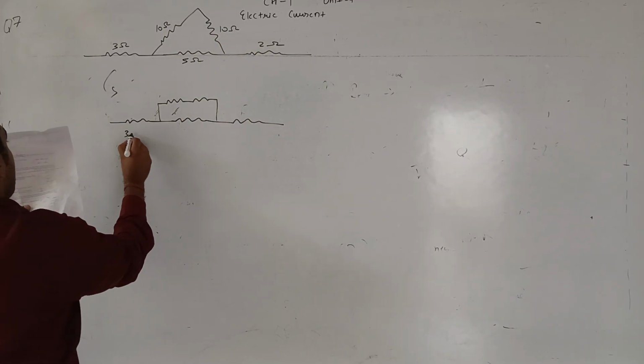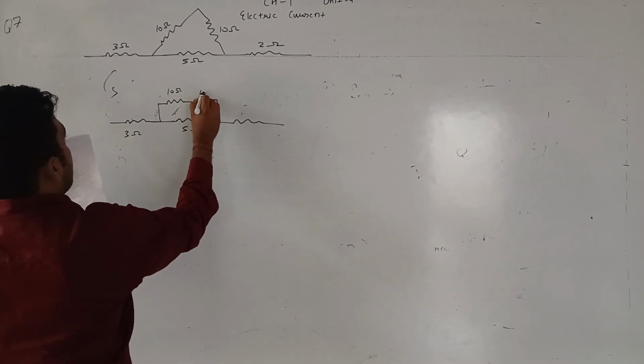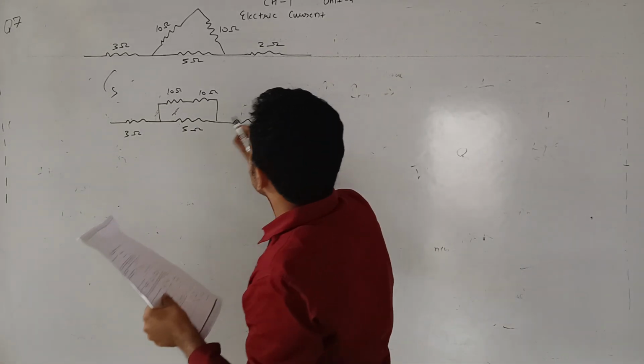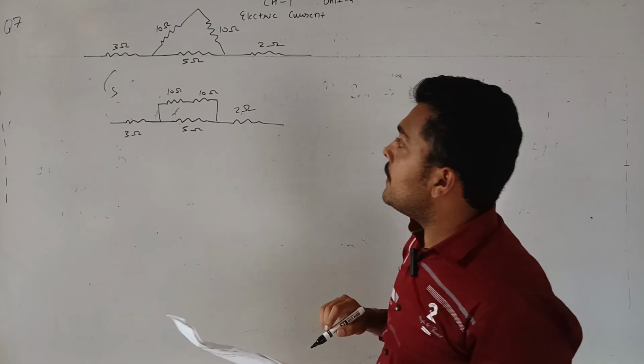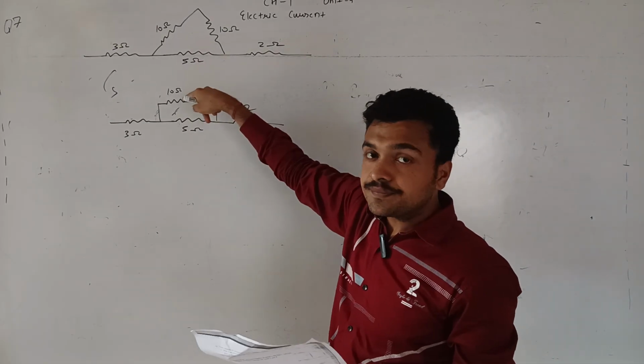So again 3 ohm, 5 ohm, and 10 ohm, these 2 are in series with each other, and this is our 2 ohm resistance. Last is the 2 ohm resistance. So this is how we draw this circuit.